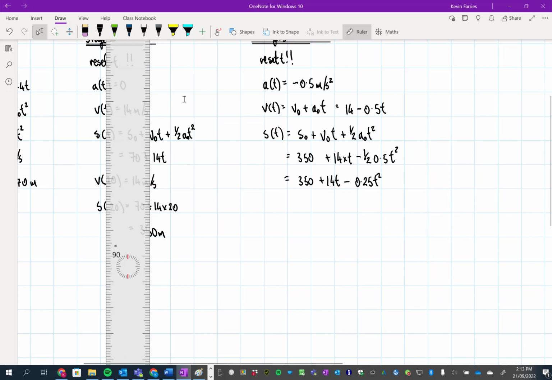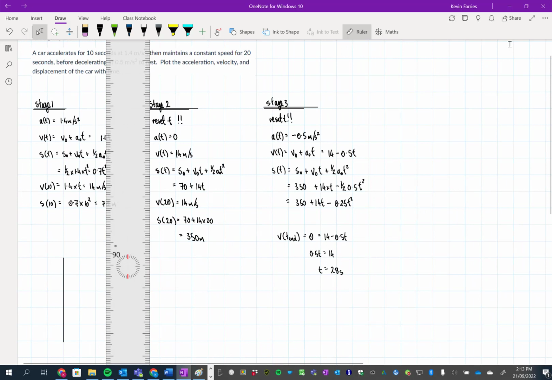So we know that the velocity is going to reduce to 0 by the end of this stage. So V for the end of that stage is going to be equal to 0. Okay, so at the end, this is going to be equal to 0, so therefore this thing here is going to be equal to 0, which equals 14 minus 0.5t. So therefore, 0.5t is 14, and so therefore the time is going to be 28 seconds. So that's the length of this last stage. It's going to be 28 seconds long.